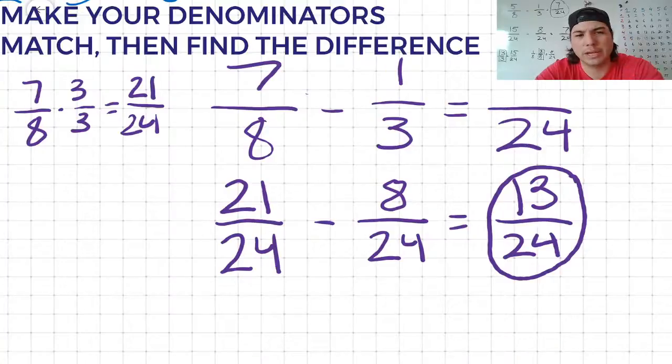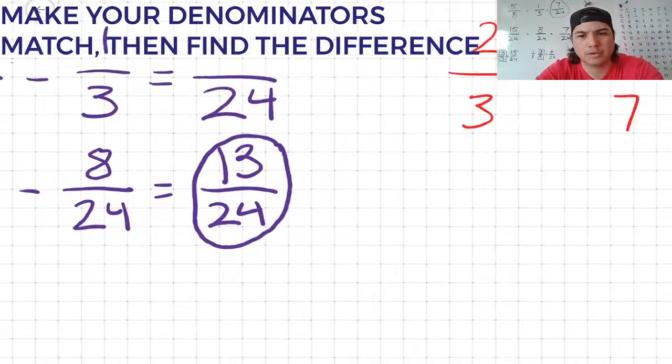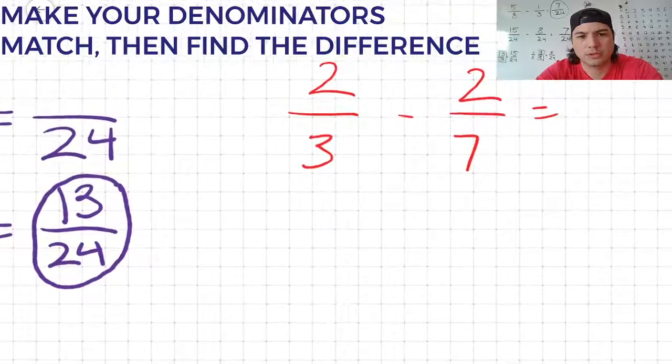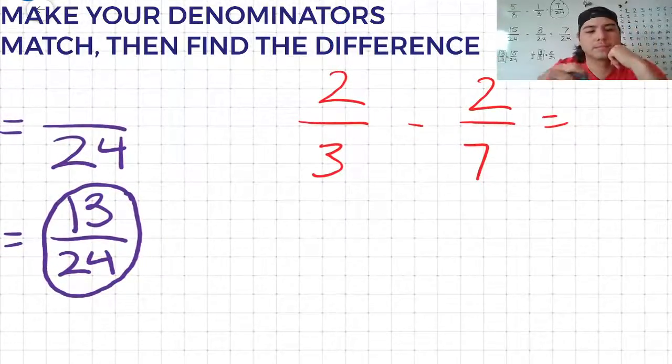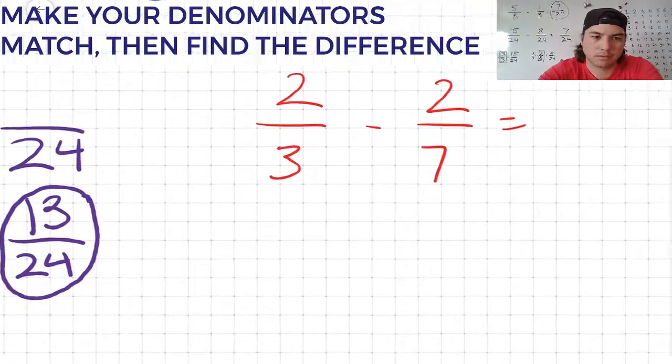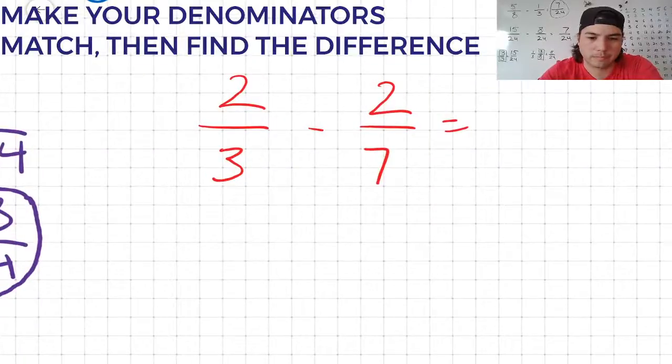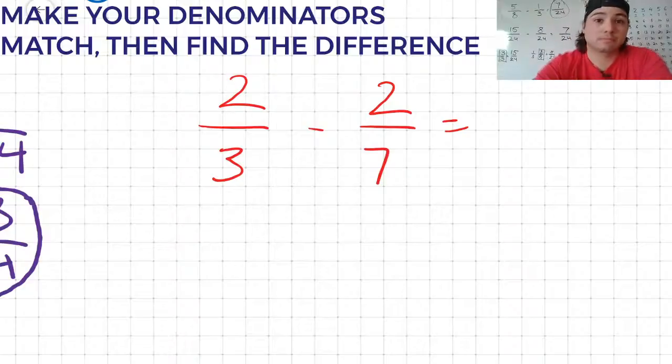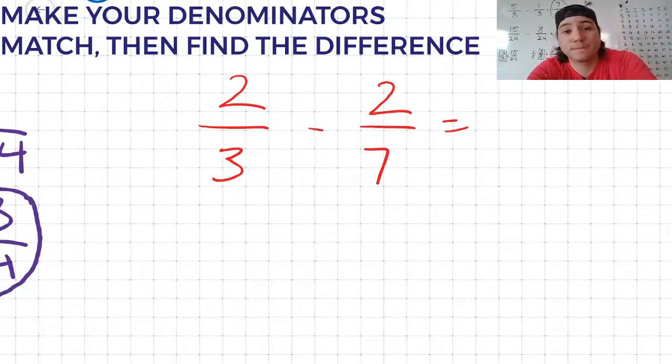All right, before you do the exit ticket, go ahead and try this one. 2/3 minus 2/7. Two-thirds minus 2/7. Scoot it over a little bit more here for you. Give that a try. I'm not even going to do it straight away yet. Just give it a try.